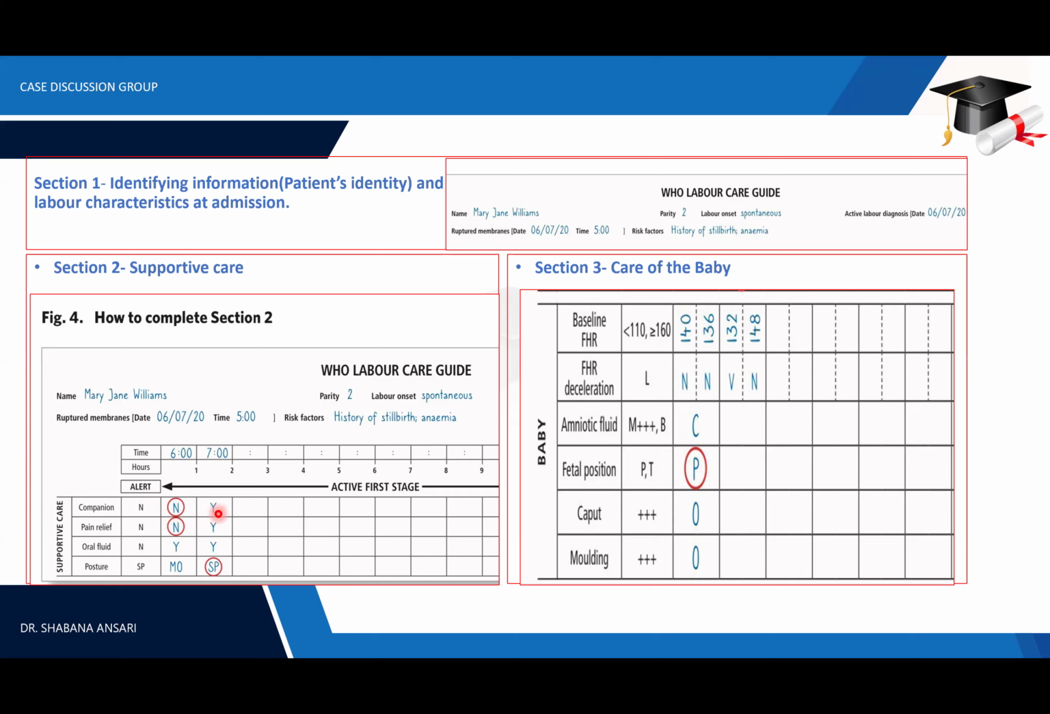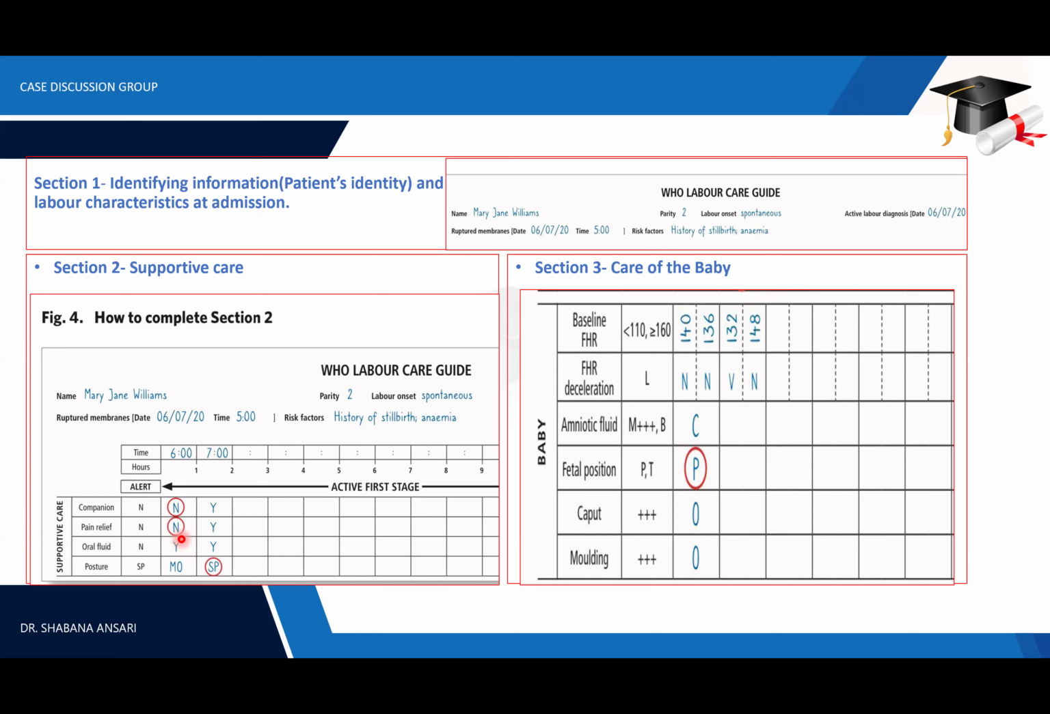Okay. Now coming to pain relief. In pain relief also, no pain relief is again an alert, so that's why they have given a circle. But at 7, after 1 hour, they started it. So there is Y, meaning yes, so it is not encircled. Am I clear? Yes, very clear.